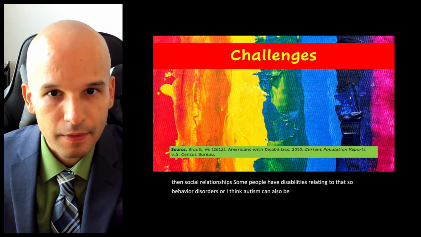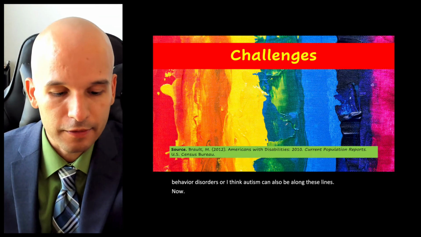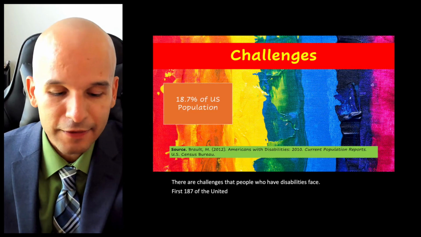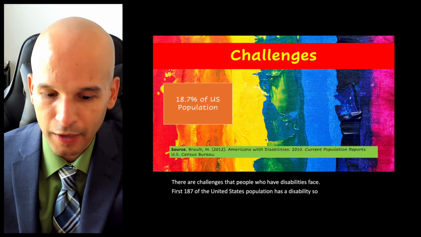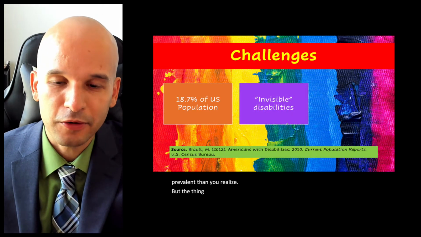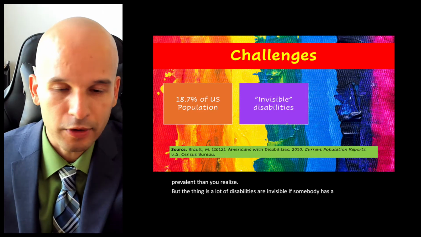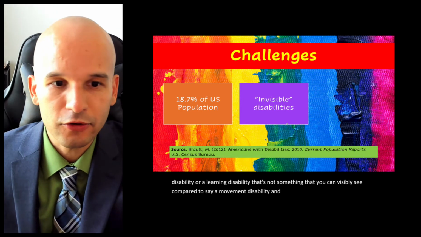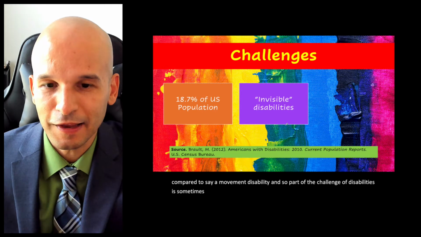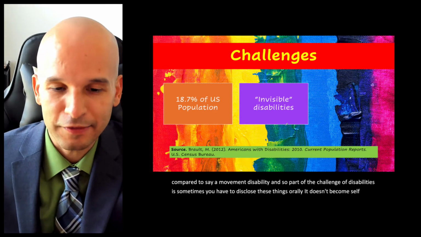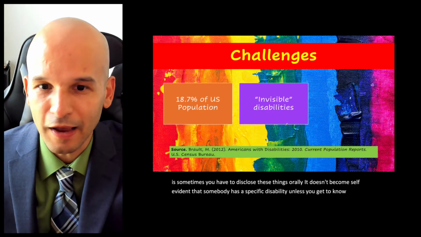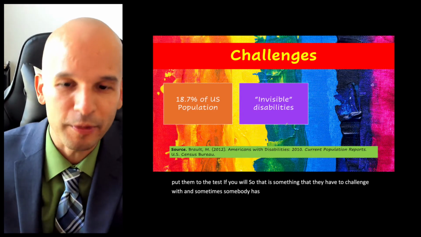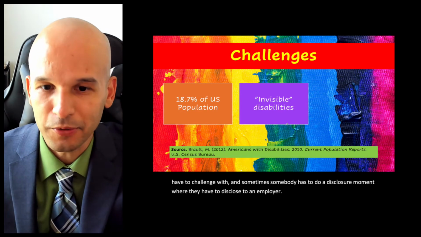Now, there are challenges that people who have disabilities face. First, 18.7% of the United States population has a disability. So they are more prevalent than you realize. But the thing is, a lot of disabilities are invisible. If somebody has a cognitive disability or a learning disability, that's not something you can visibly see, compared to, say, a movement disability. And so part of the challenge is sometimes you have to disclose these things orally. It doesn't become self-evident that somebody has a specific disability unless you get to know them or put them to the test, if you will. So that is something they have to contend with. And sometimes somebody has to do a disclosure moment where they have to disclose to an employer that, hey, I have this disability, by the way.